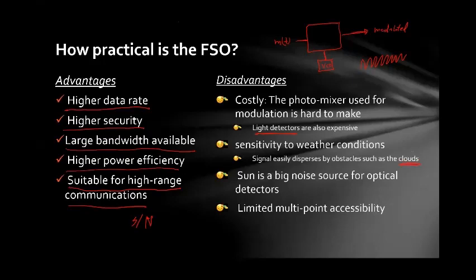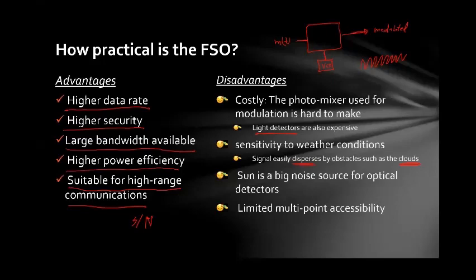And the reason why this is not the case with the RF is because the RF wavelength is long enough that it can pass through the clouds, but the wavelength of the optical is very short, so it gets dispersed when it goes through these obstacles, and it cannot continue. So the signal will be lost with any bad weather conditions.